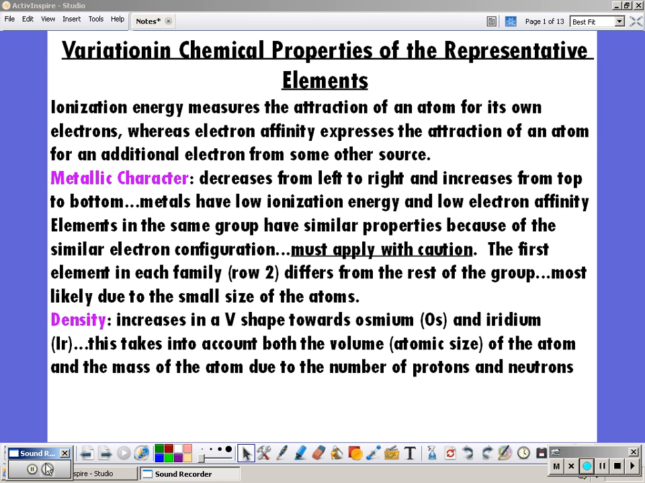Density is another trend that's on the periodic table. So we know that density is mass per volume, and it's actually a V-shaped trend where the point of the V is at osmium, Os, number 76, and iridium, Ir, which is number 77. So those two are the most dense, and then the density decreases as you go out in a V shape. So this is taking into account both the volume, the atomic size, and the mass of the atom due to protons and neutrons.